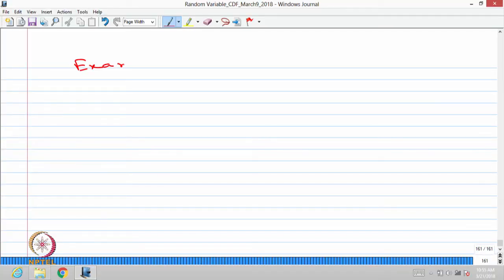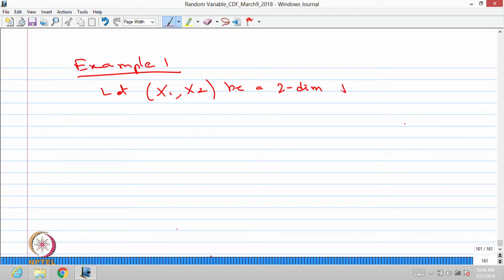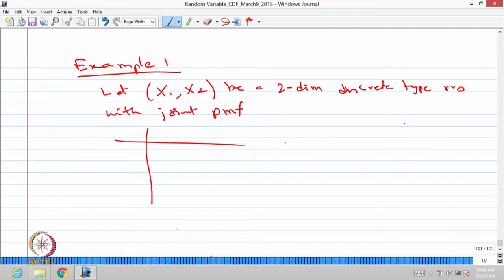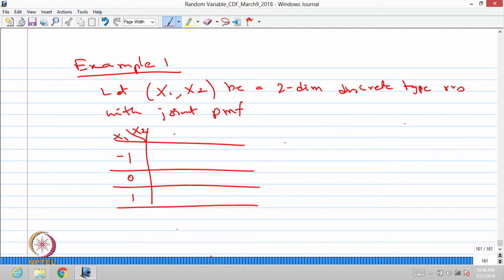Example 1. Let x1, x2 be two-dimensional discrete type random variables with joint probability mass function, which is given by: the possible values of x1 are -1, 0 and 1, and the possible values of x2 are 0 and 1.